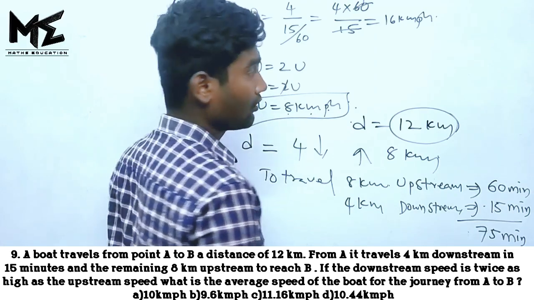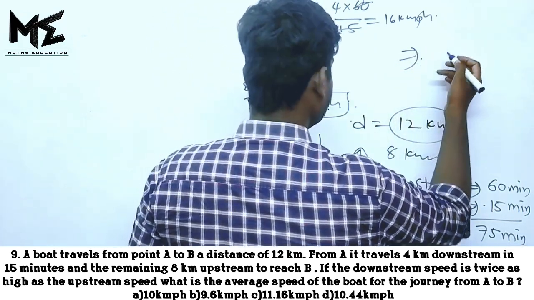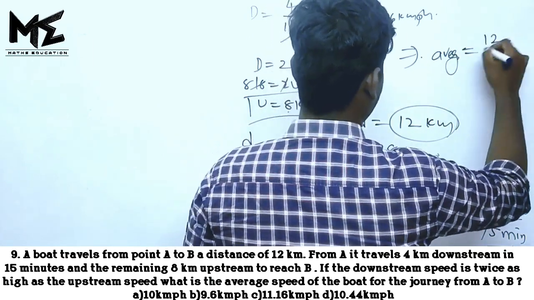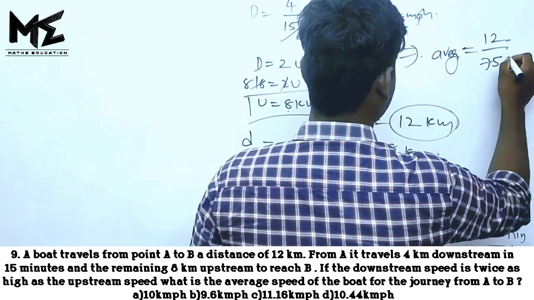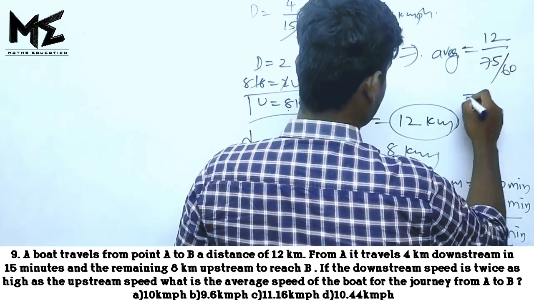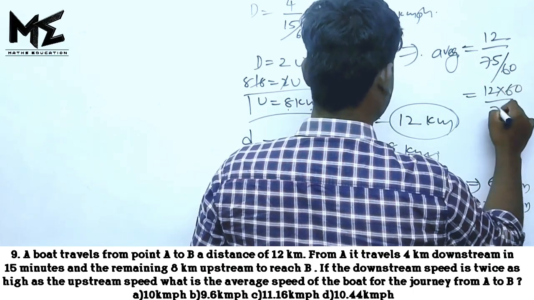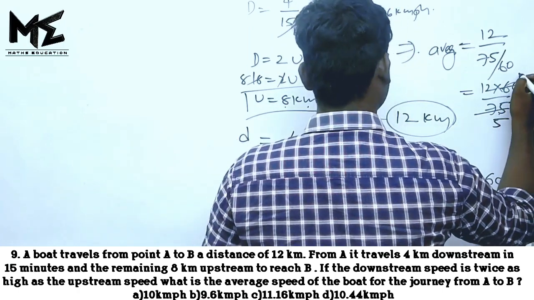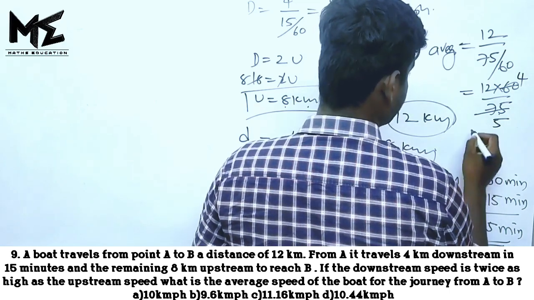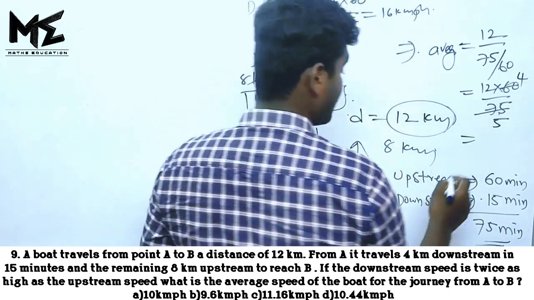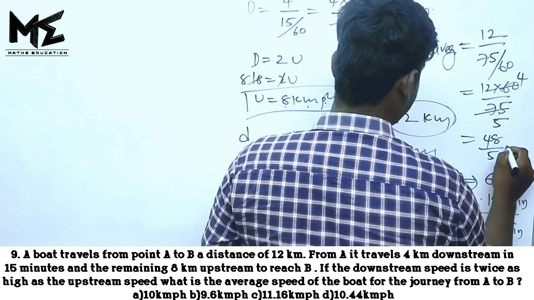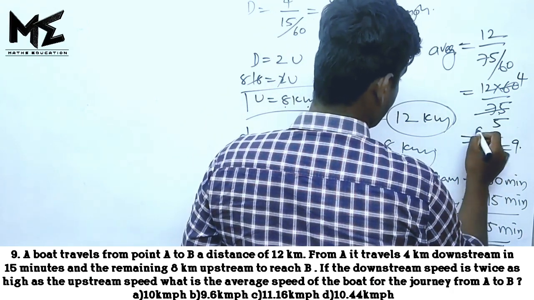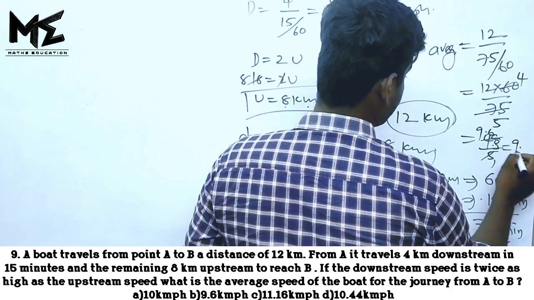Total journey is 12 kilometers. So we have to take the average, which is equal to 12 by 75 minutes. Minutes changing into hours. So 12 into 60 divided by 75. 15 5s are 75, 15 4s are 60, 12 4s are 48 by 5. So we will get 9.6.